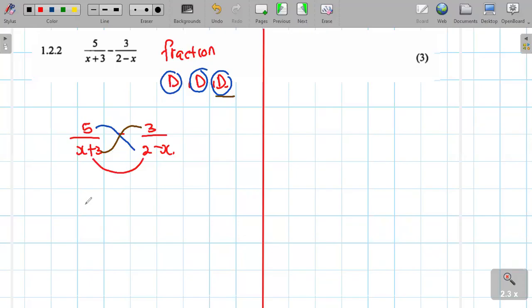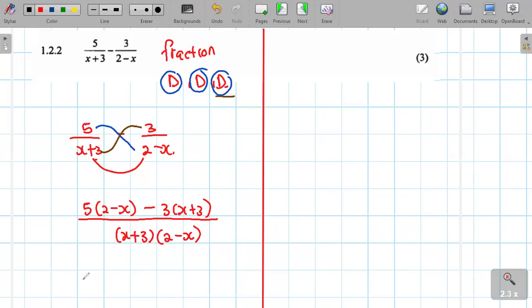Okay, let's multiply. 5 into 2 minus x. There is a minus in between. This time, 3 into x plus 3. Everything over the denominator, x plus 3 multiplied by 2 minus x. Can we try to expand? I'm going to have 5 times 2, that will be 10. 5 times negative x is minus 5x. Minus, oh, there is a minus here, don't forget. 3 times x will be 3x, but there is a minus, okay? Minus 3x. Minus 3 times 3 is going to be minus 9.